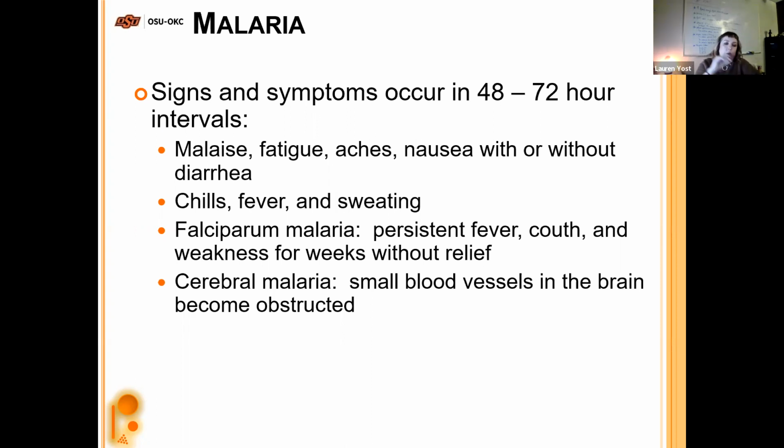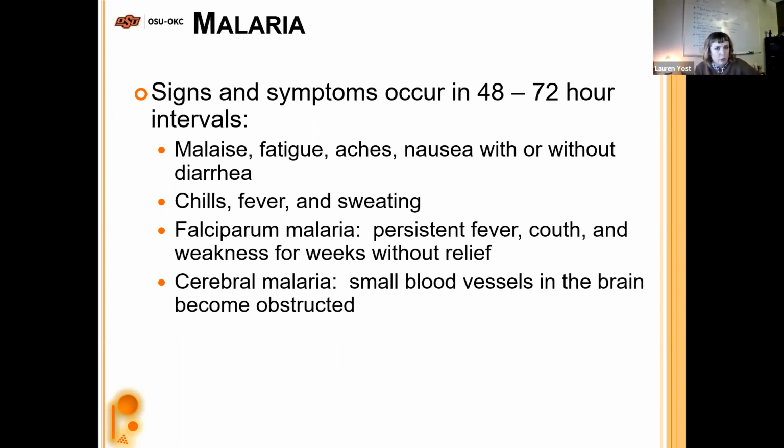You can have falciparum malaria, where we have the persistent fever, cough, and weakness for weeks, and we won't have any relief. There's also the development of cerebral malaria, where small blood vessels in the brain become obstructed due to the parasites. What I want to say is that you'll have these symptoms and then they'll go away, and then you'll have them again and they'll go away, and it'll cycle like that because of the organism growing within your red blood cells and how your body would be reacting to that.